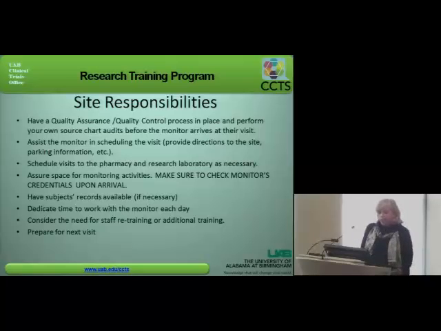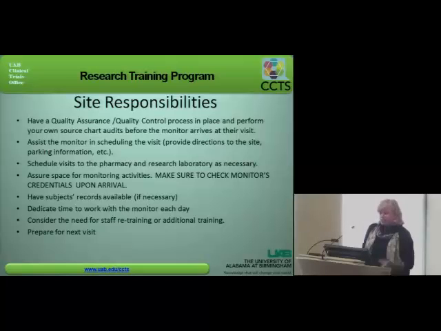And you want to assist the monitor in scheduling the visit, provide directions to the site and parking information, and maybe even suggestions for what hotels are near campus or near your site. You want to make sure that you schedule the visits to the pharmacy and the research lab as necessary, and pre-plan ahead and let the pharmacy and the lab know that your monitor is coming. You want to ensure that you have the space for all the monitoring activities to occur.